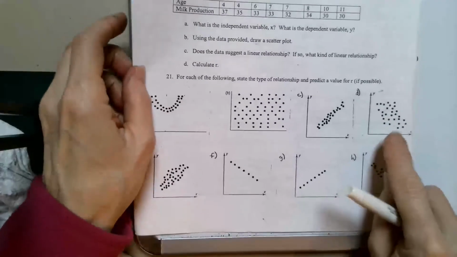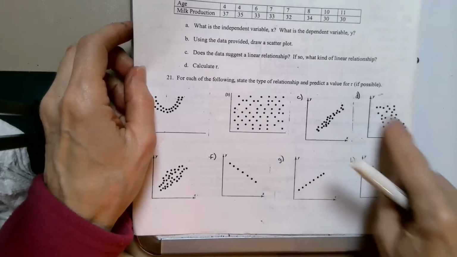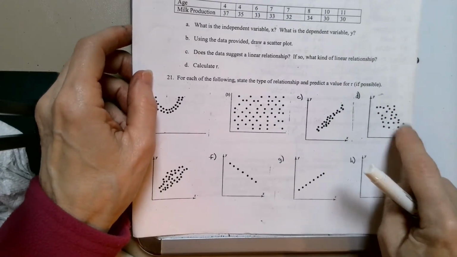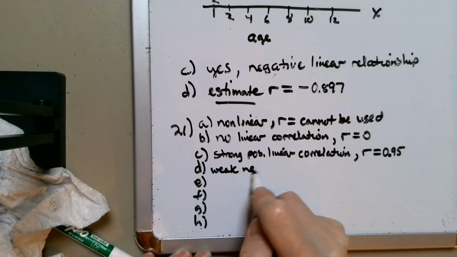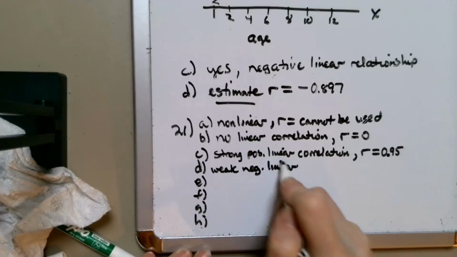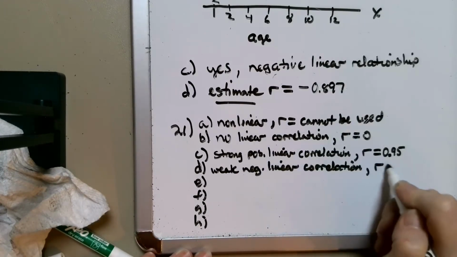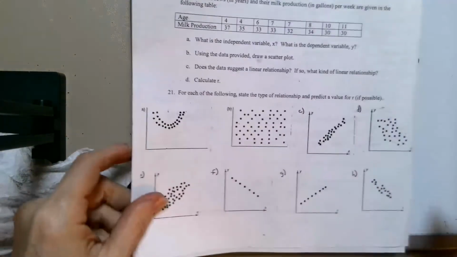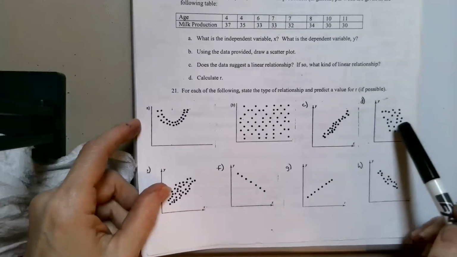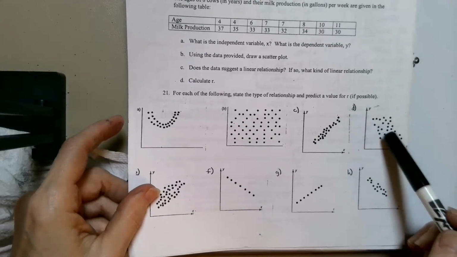So if we go to D, it's more scattered, but as X increases, Y decreases. It's a negative linear correlation. It's weaker than this one, I would say. So I would call this a somewhat weak negative linear correlation because it's more scattered than being along a straight line. So our R value has to be negative. And again, it's really just a guess here, but because it looks pretty scattered, I had it at negative 0.4, negative 0.40, something like that.